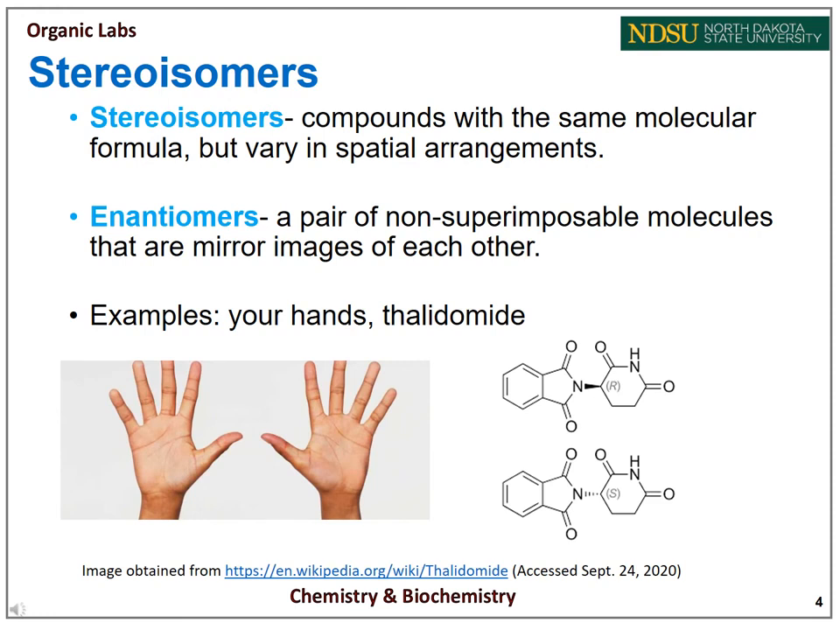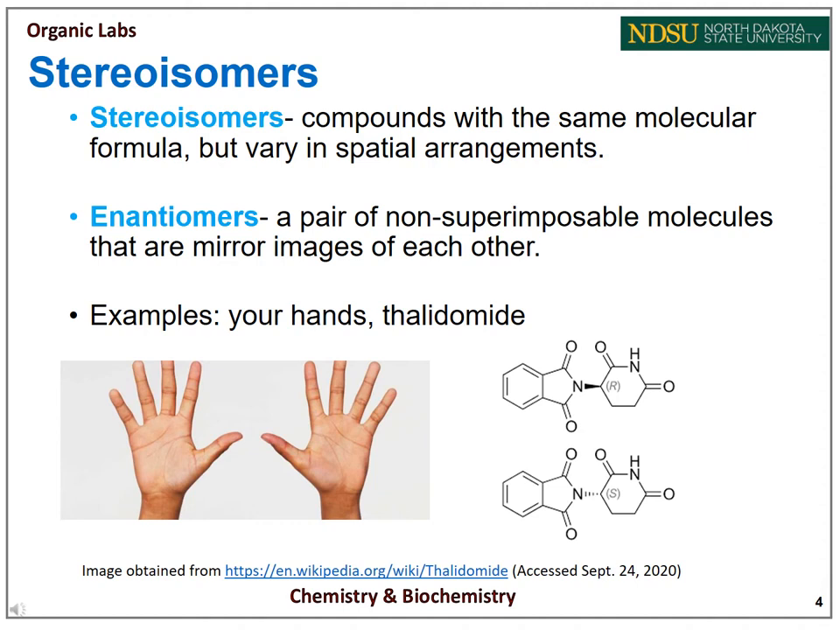As a reminder, stereoisomers are compounds with the same molecular formula, but they vary in spatial arrangements. One type of stereoisomer is an enantiomer, which is a pair of non-superimposable molecules which are mirror images of each other, such as your hands. So what non-superimposable means is it's a big word that means you can't stack them directly on top of each other so that everything would align. So looking at your hands, they are mirror images, but no matter how you rotate or try and stack them, you cannot make them line up exactly.